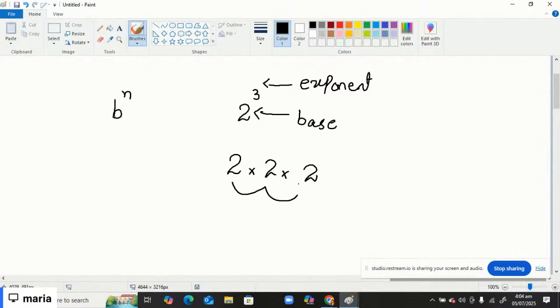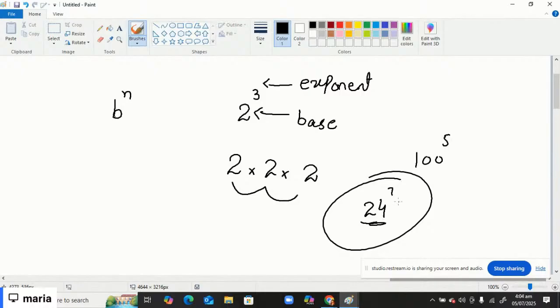This is basically what exponents are in math: expressing a large number in terms of power. Let's suppose I write 100 power of 5, or 24 power of 7. These are numbers represented in terms of powers, so we can say that these are called exponents.